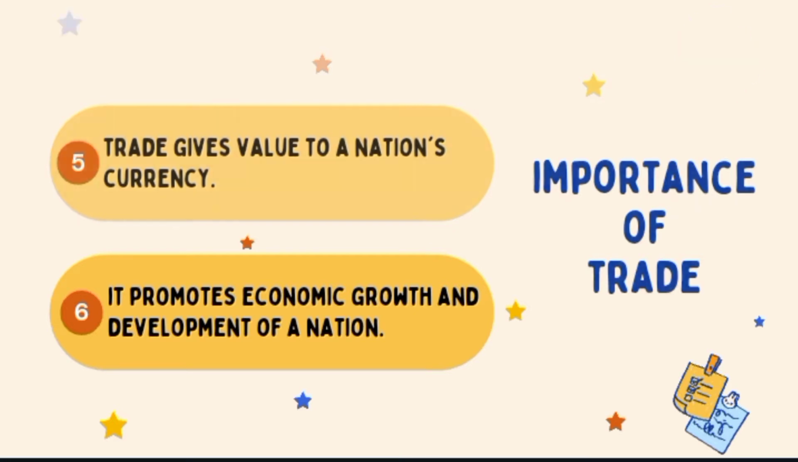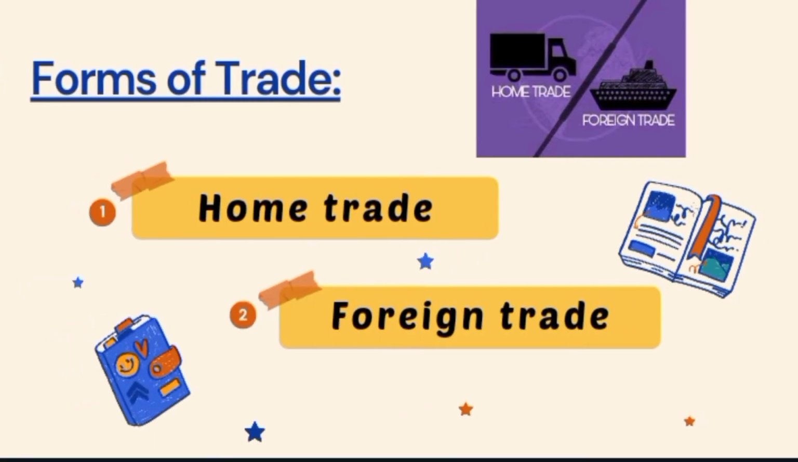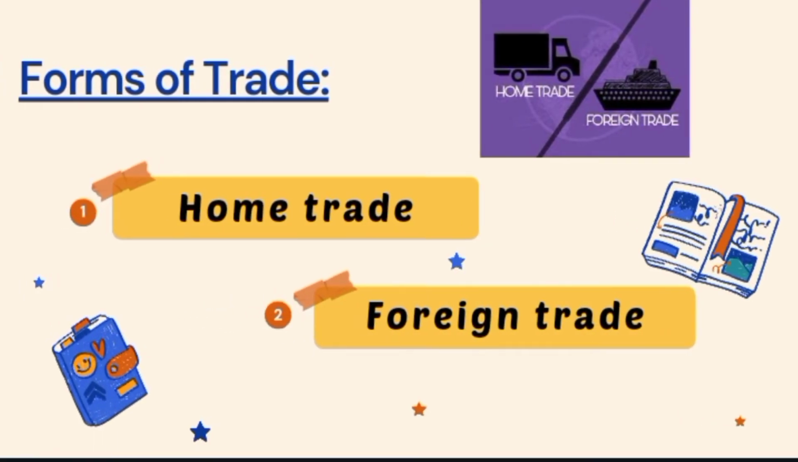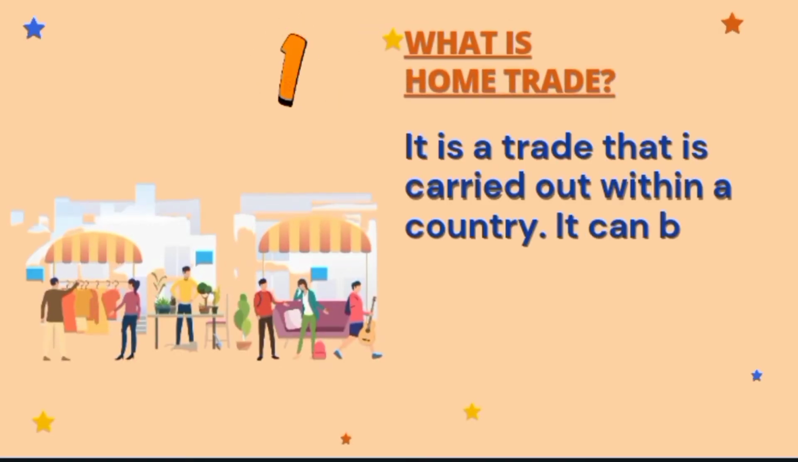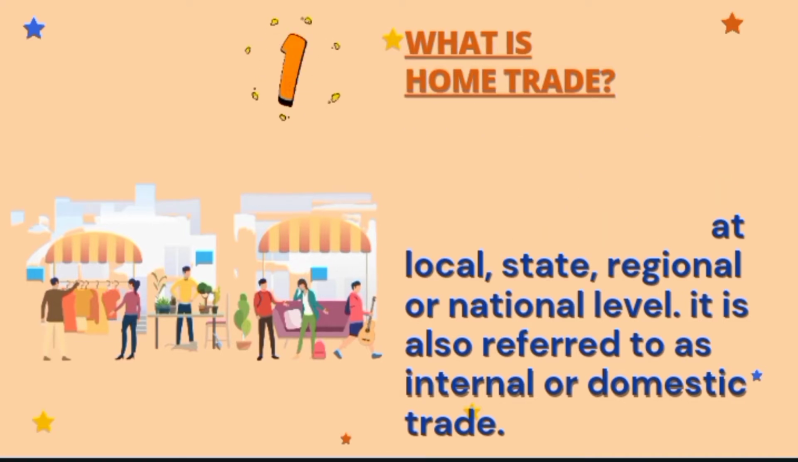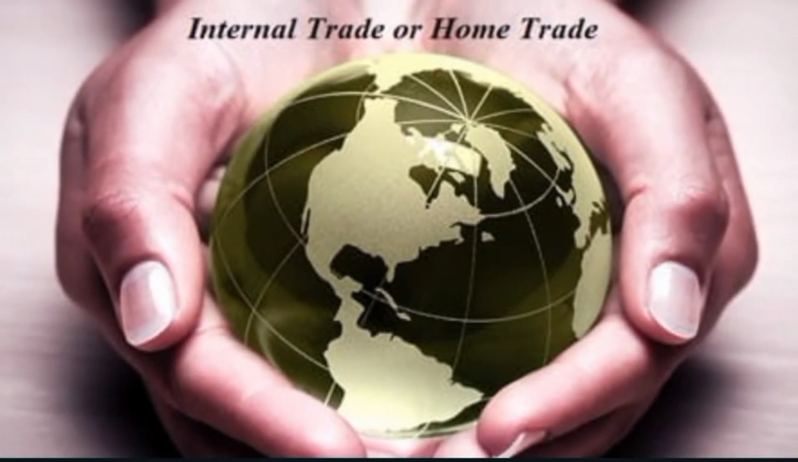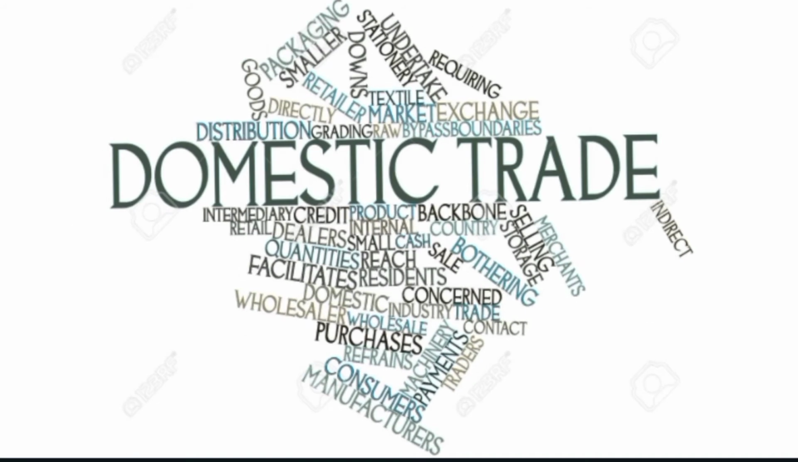Let's proceed as we look at the forms of trade. There are two major types of trade: the home trade and the foreign trade. The home trade is a trade that is carried out within a country. It can be at a local, state, regional, or national level. Home trade can also be called internal trade. Other people also refer to it as domestic trade.